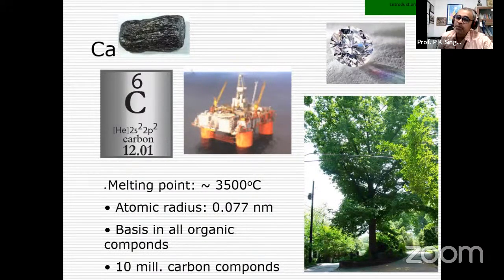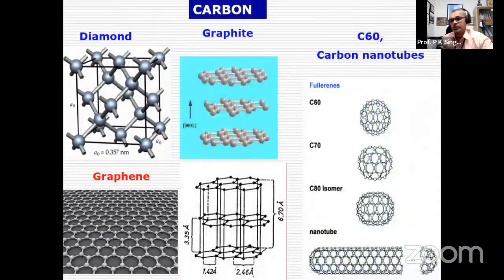So anybody can guess that if anybody is talking about organic, it means he or she is going to talk about carbon-based material or carbon. And 10 million carbon compounds are already discovered. So this is the beauty of carbon-based material. There are three allotropes of carbon. One, which is the hardest material ever known, is known as diamond.